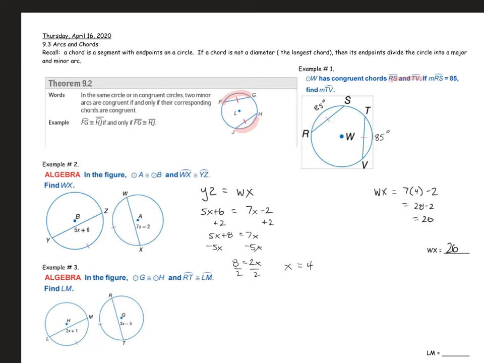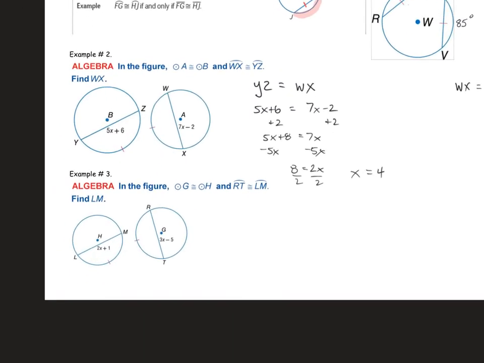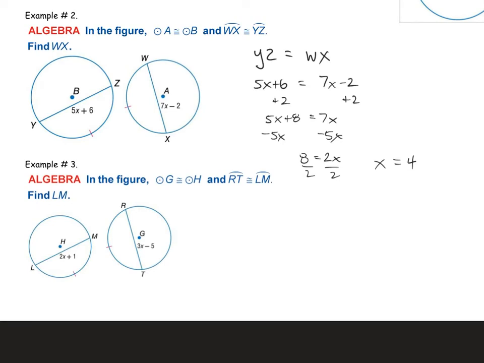If I scroll down here to example number 3, it's going to be very similar to what we just did. I have congruent arcs, so therefore my chords will be congruent. So that means LM equals RT. LM is 2x plus 1. RT is 3x minus 5. And we could just go on and solve this.